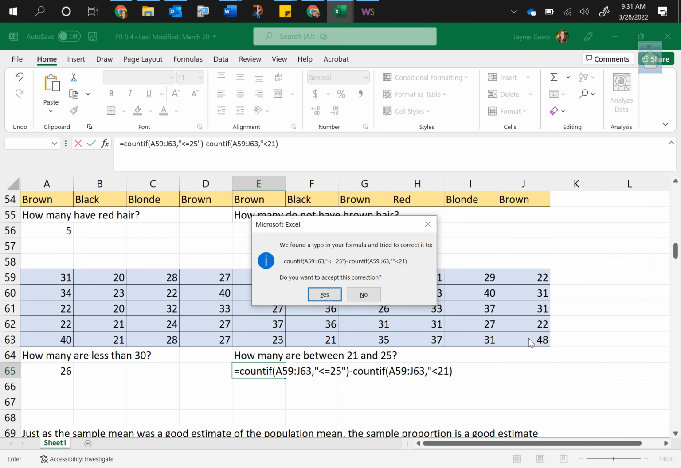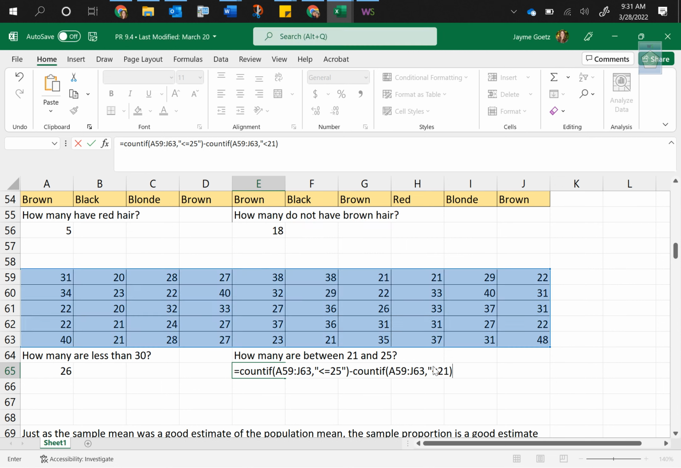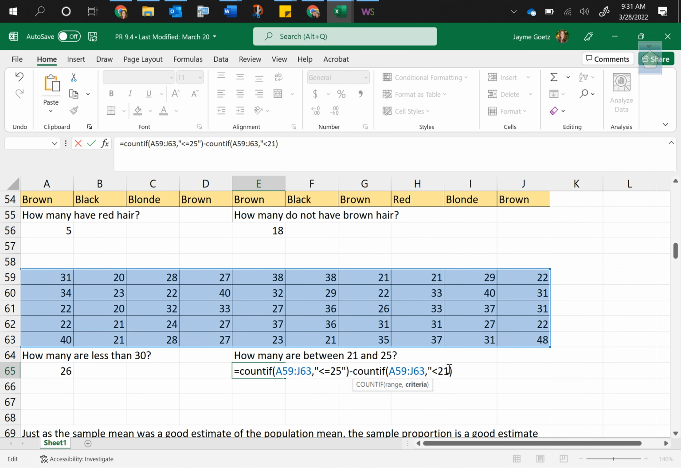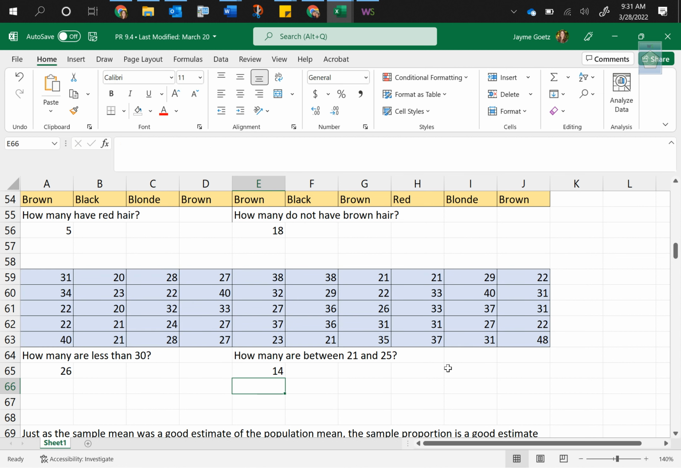Okay, so you, oh, what did I miss? We found a typo. Oh, the quotation marks. Okay. I just forgot to end my quotation marks. There you go. So you should get 14. Now let's talk about why that is.